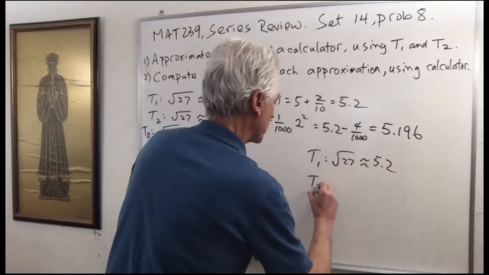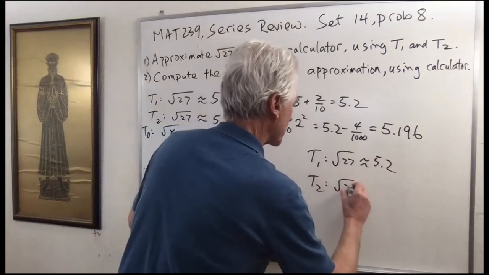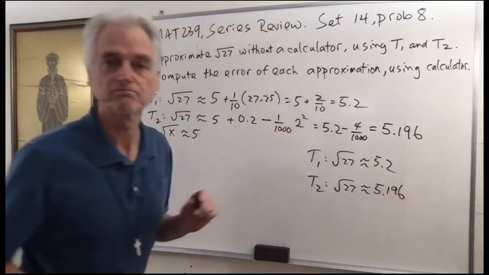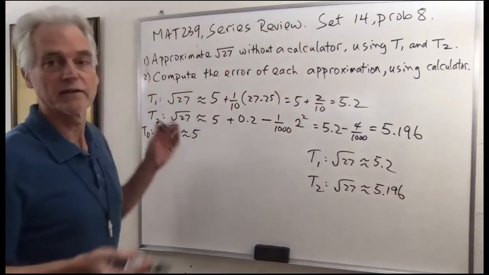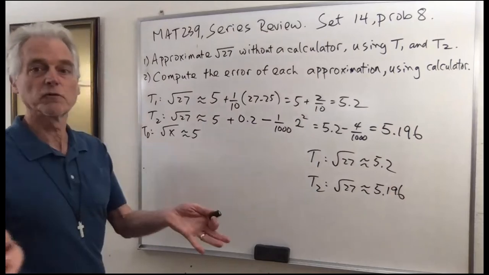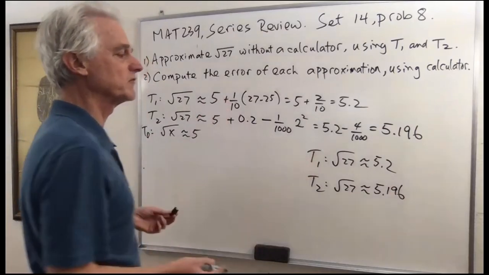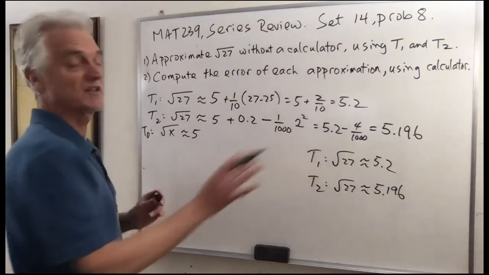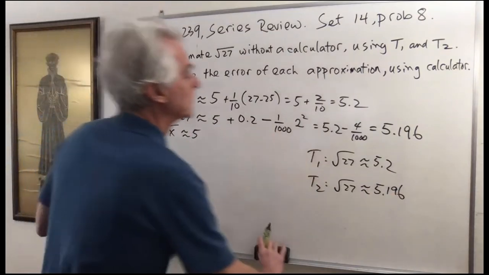And T2 is that square root of 27 is about 5.196. All right, so we didn't need a calculator for any of that. And the numbers you'll have in your WebWork are random. They're different than this, but you can do a similar type of thing. You can do the whole thing up to this point without a calculator.